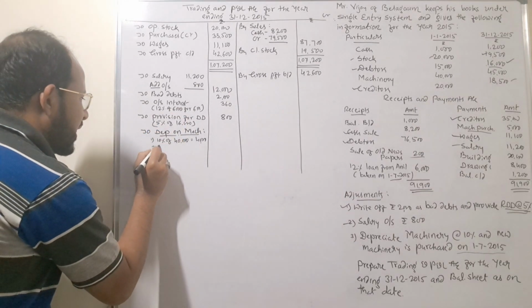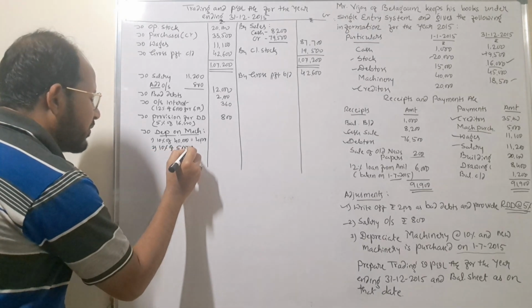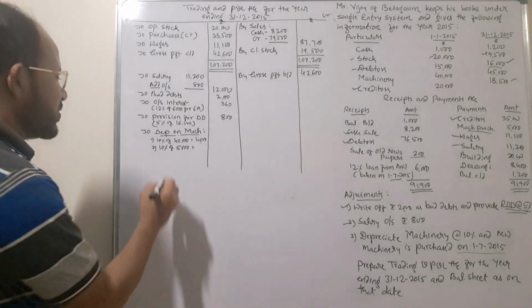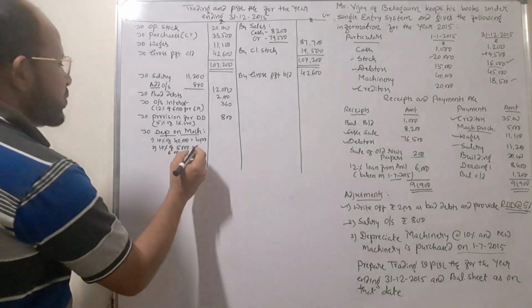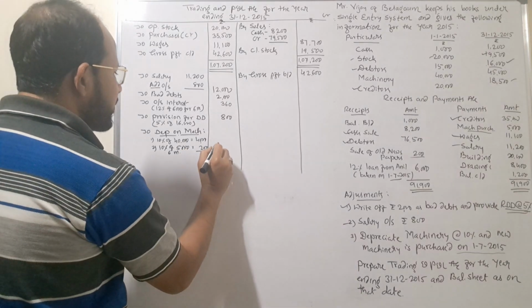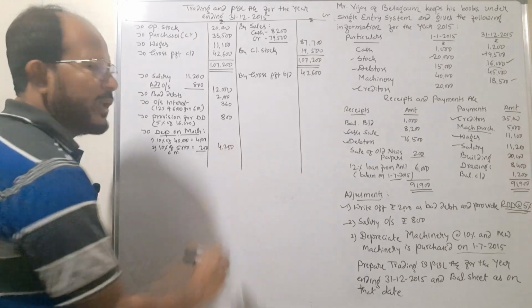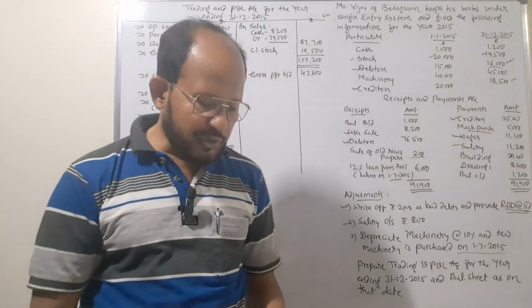Next one is 10% of new machinery. This was put to use only for 6 months. That is why for 6 months we have to calculate the depreciation. Therefore 10% it comes to 500 and half of that 250 rupees. It comes to rupees 4,250. This is the total depreciation on both the machineries.